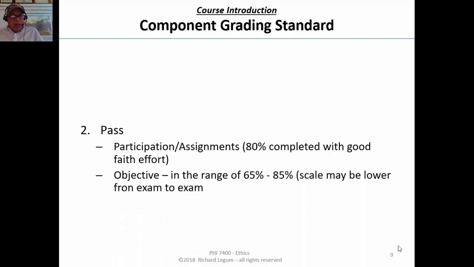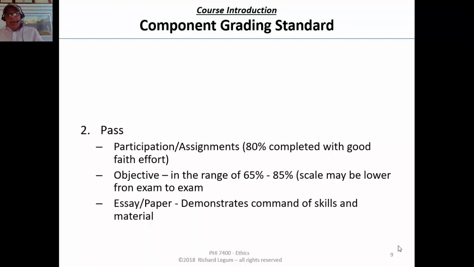Now, on an objective test, you will have to earn a score between 65 and 85%. 65 traditionally being passing, 85 a B kind of level score. Now, the scale may be lowered from exam to exam depending on how the entire class does. On an essay or on a paper, you have to demonstrate a command of the skills that you've acquired in the process, and that you've also demonstrated a command of the material, that you understand the material. So that gets you a pass. If you fail to meet those standards, you'll get a no pass.